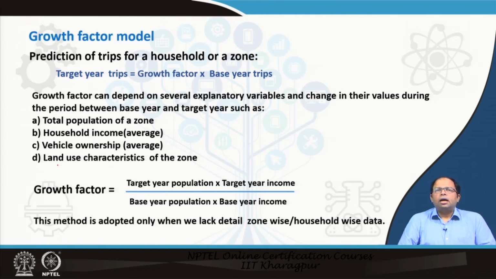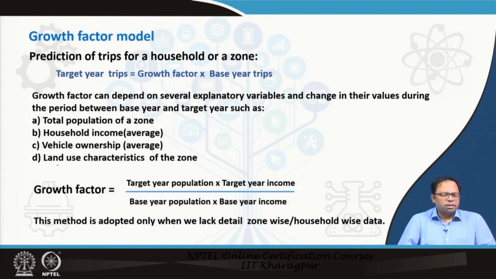we understand that the total population of a zone, the household income, vehicle ownership, and land use characteristics of the zone, all these things play a role in the trip generation or trip attraction process. That means, if the number of people is more, then automatically the trips will grow. If the income of that particular zone or that household group or socioeconomic group increases, then automatically we will find that the total number of trips generated would also increase.